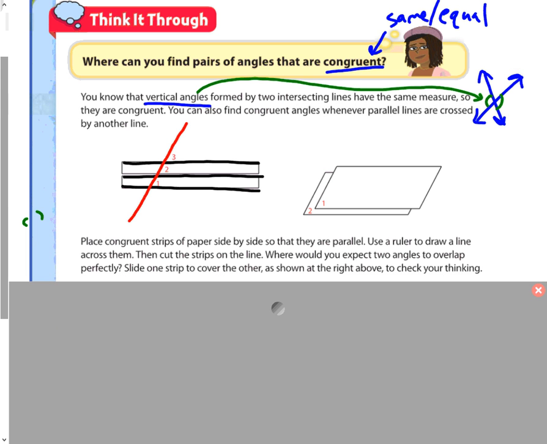So place congruent strips of paper side by side so that they are parallel. So that's kind of what's drawn there, just made bigger. Use a ruler to draw a line across them, then cut the strips on the line. Where would you expect two angles to overlap? Perfectly. Slide one strip to cover the other as shown on the right, and check your thinking.